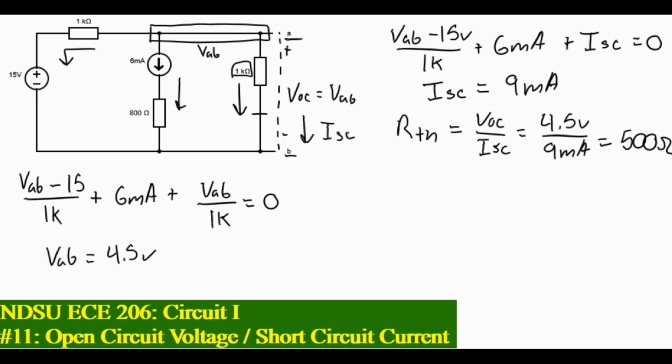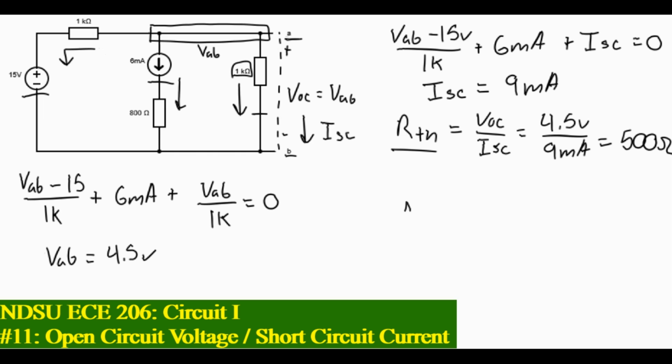We could do it by deactivating the independent sources in our circuit right here and right here, and then taking the equivalent resistance of the circuit with respect to terminals A and B. We can also solve for our Thevenin that way. Let's do that. In order to disable a voltage source, we need to short it out.